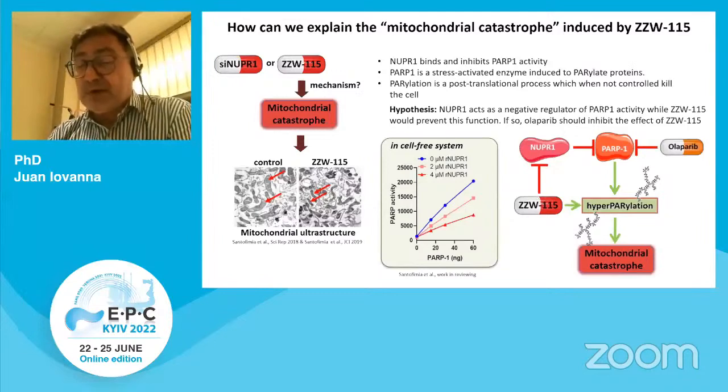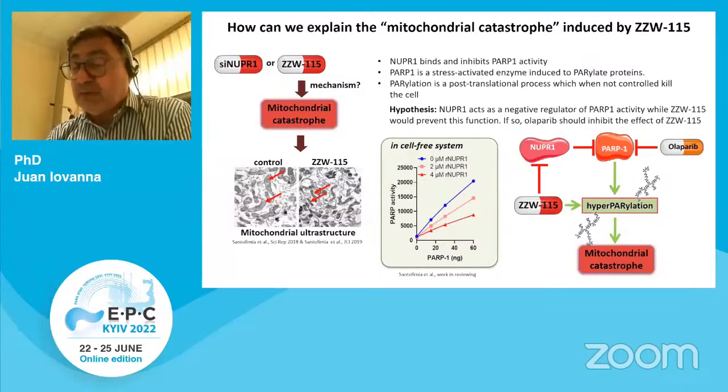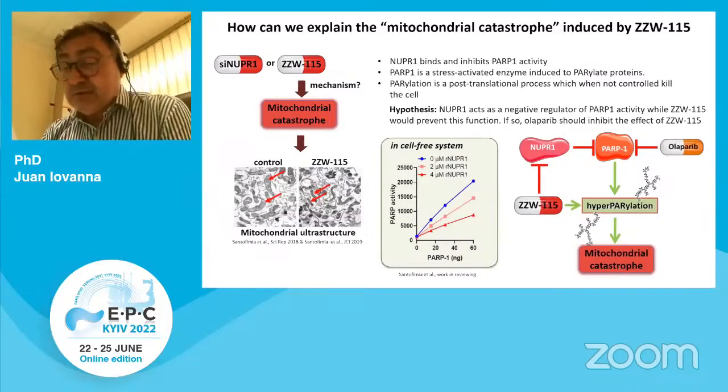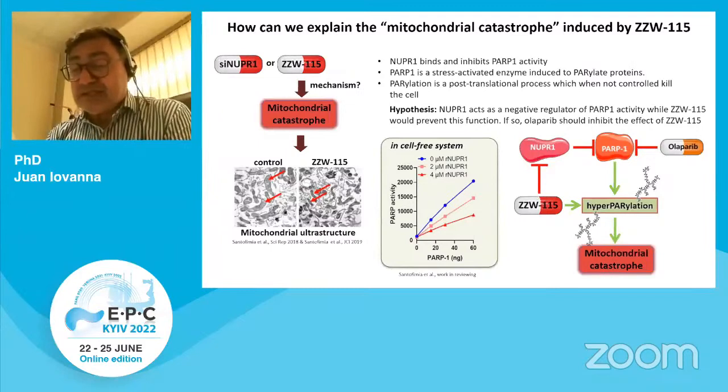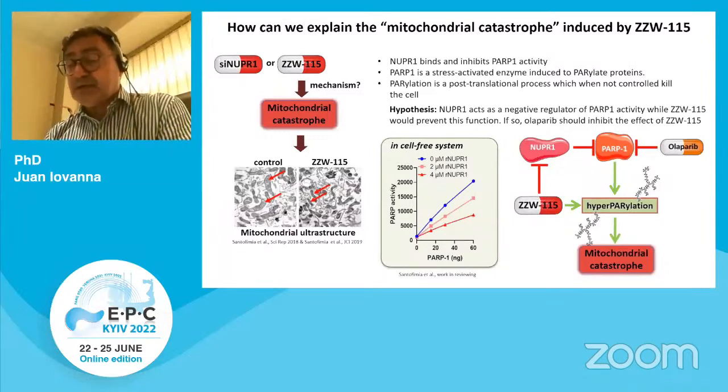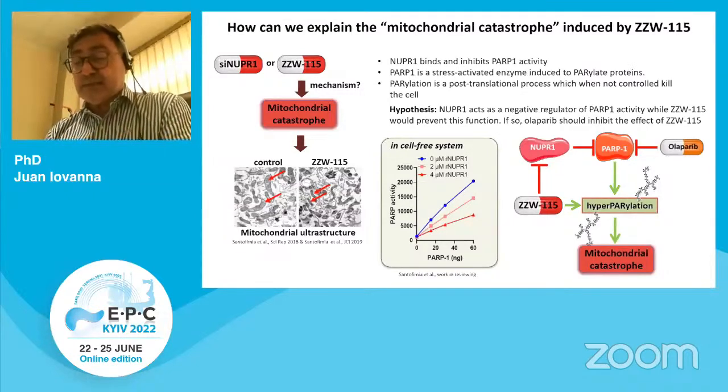activity. Our working hypothesis was that NUPER1 is a negative regulator of PARP1 activity and that ZZW115 prevents this function, which results in a global hyperparylation with its terrible effect on cells. If so, olaparib, a specific pharmacological inhibitor of PARP1, should inhibit the effect of ZZW115.